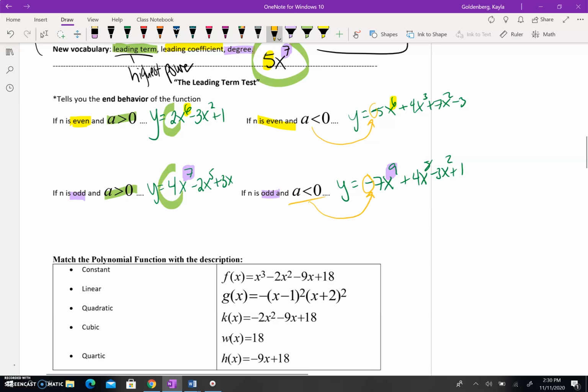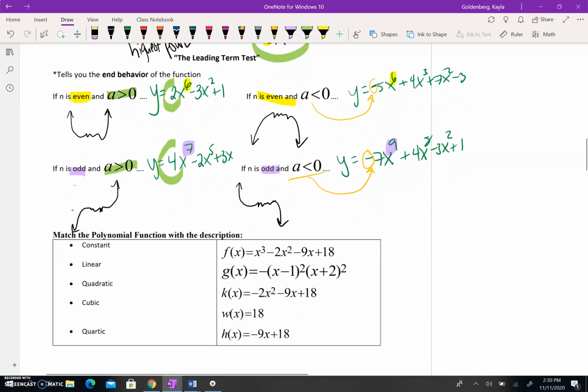So the end behaviors that we saw were even, right? Positive was up and up. If it was even with a negative in front, it flipped it. And then odd with positive was kind of like this shape. And then odd negative is like this shape. I remember this one as being the norm because it's like right-handed is the norm. So that's kind of how I help myself remember that sometimes.